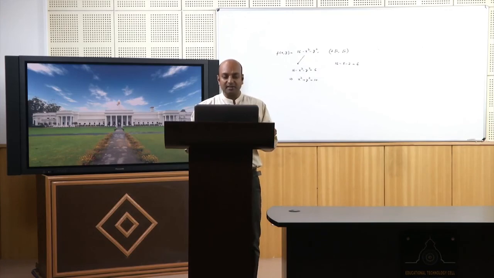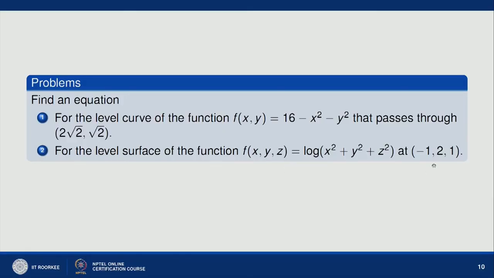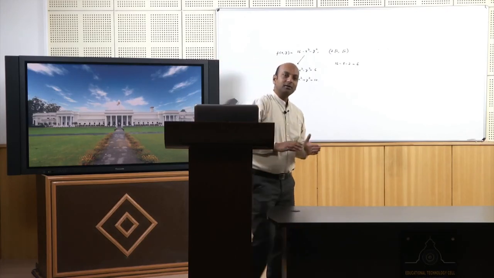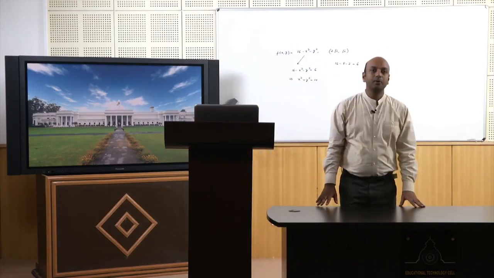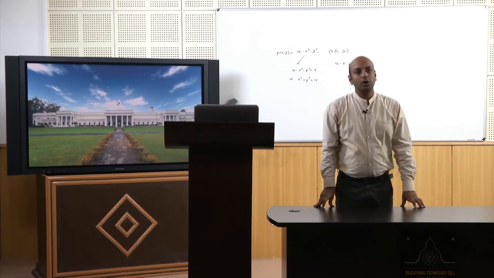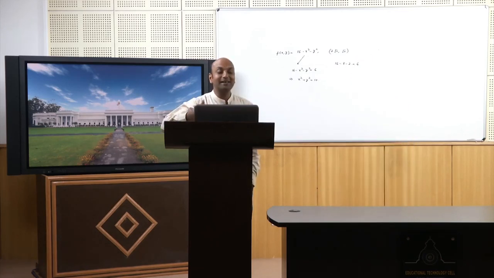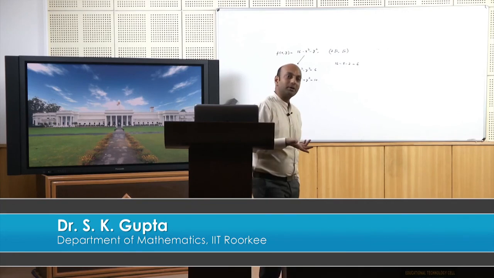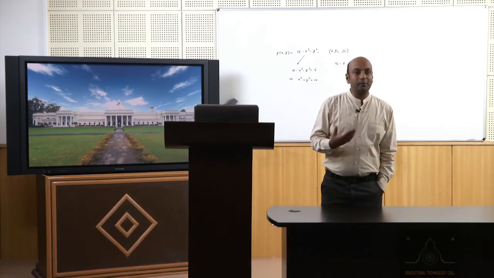Similarly, we can find the level surface of the function at minus 1, 2. So that is how we can define a function of several variables, and the domain and range of a function of 2 or more variables. The domain gives the region, and that region may be closed or not closed, open or not open, bounded or unbounded.